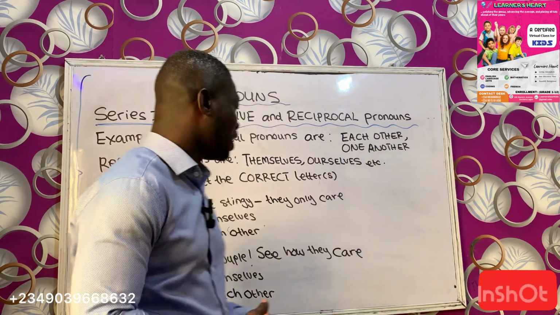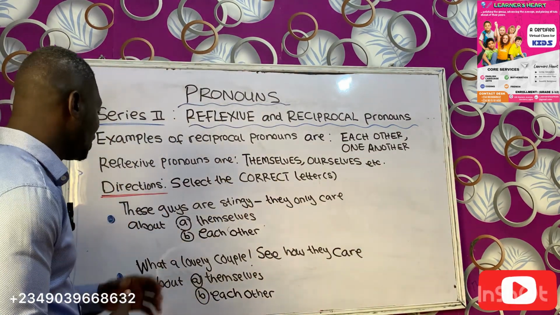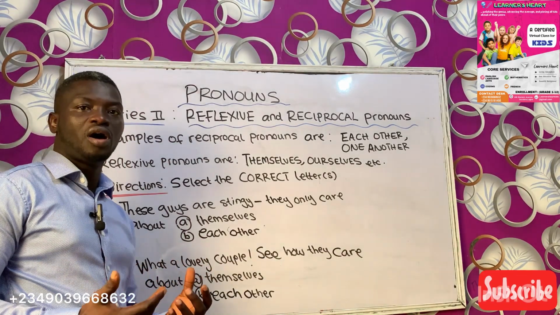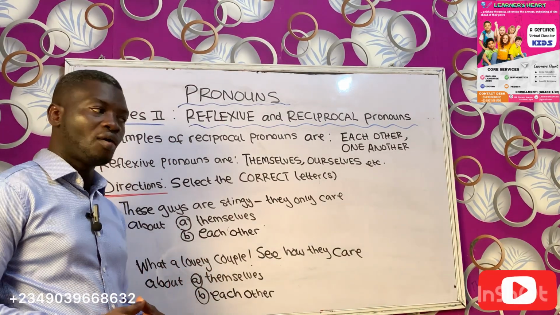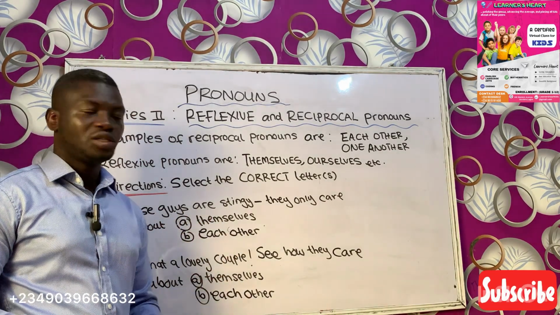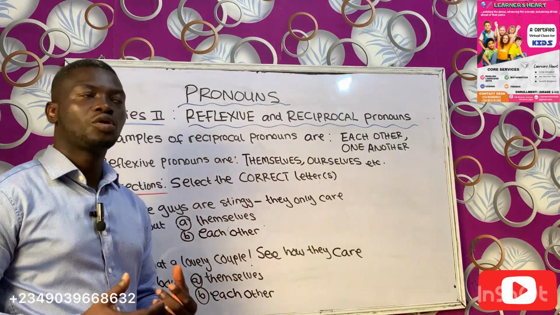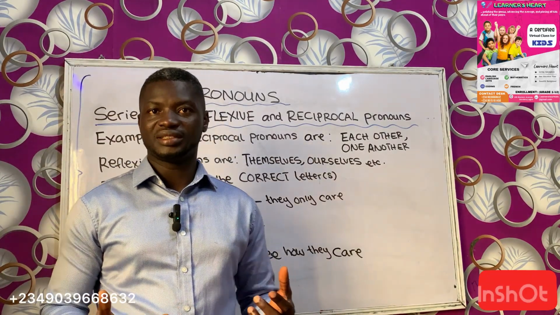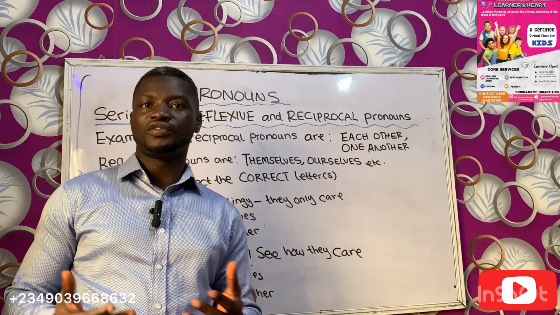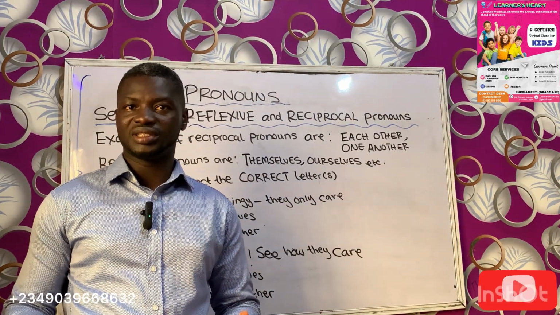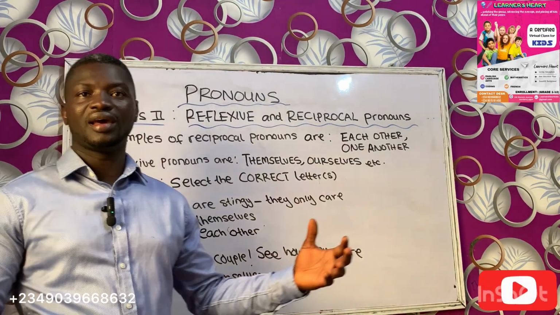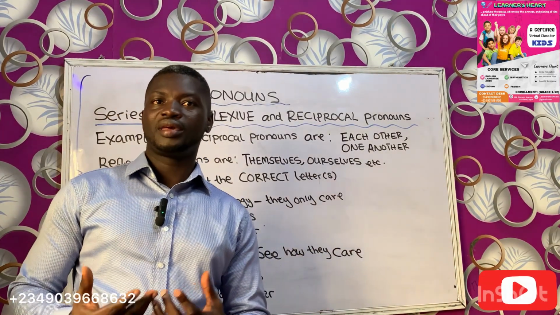All right, so let's go back again. These guys are stingy, they only care about dash. Now, if they're stingy, it simply means there's no love between them. They don't care. And that means they only care about themselves. You see, themselves connotes stinginess. It connotes the love of oneself. It connotes a selfish life or a life of self-interest. So the fact that they're stingy tells us they do not really care about other people. They only care about themselves.